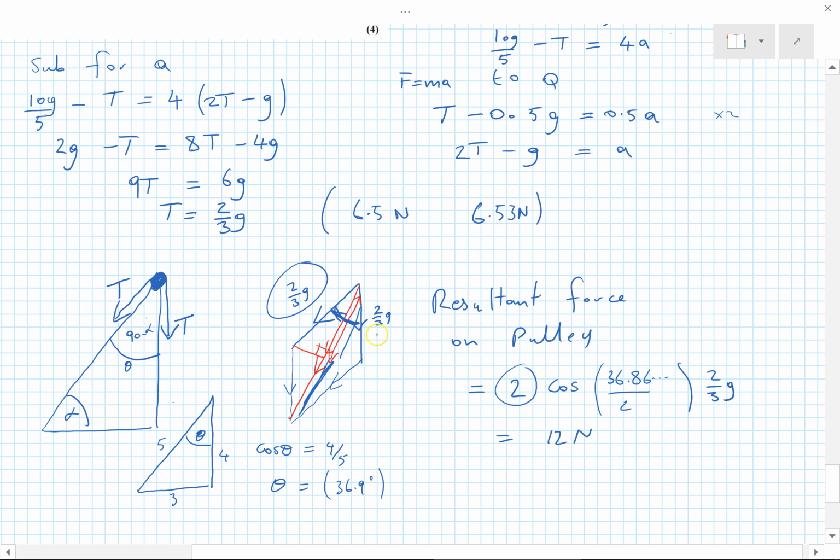So 2, because we're doubling the sides. This is the length of the side. It's probably written a bit the wrong way around, really. Let's do it again. It's the length of the side, 2g/3 times by cos of that angle there, 36.8 blah blah blah over 2, and we're doubling that because we've got 2 of them in that diagram there. And that comes to about 12 newtons to 2 significant figures, or 12.4 newtons to 3 significant figures.